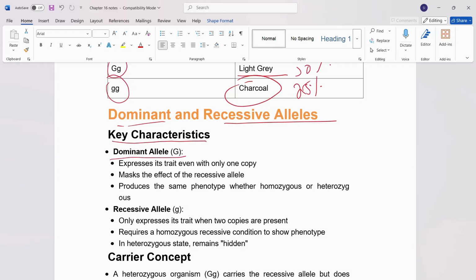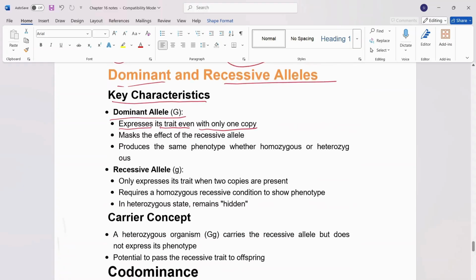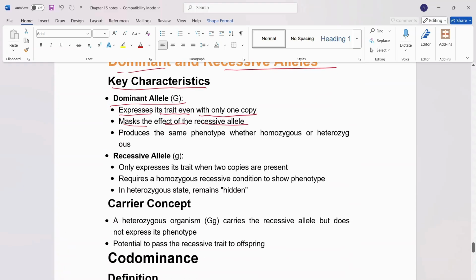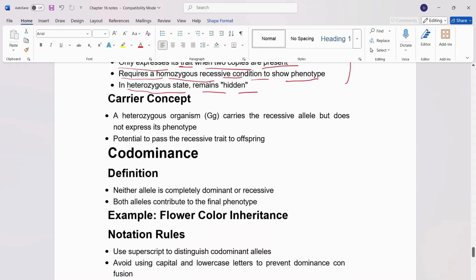Now dominant and recessive alleles. Key characteristics: the dominant allele G expresses its trait even with only one copy, masks the effect of the recessive allele, and produces the same phenotype whether homozygous or heterozygous. The recessive allele small g only expresses its trait when two copies are present, requiring the homozygous recessive condition to show the phenotype. In the heterozygous state it remains hidden. So hidden is the recessive allele. Remember these points, guys, for the exam perspective.